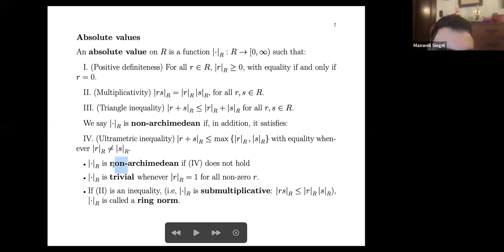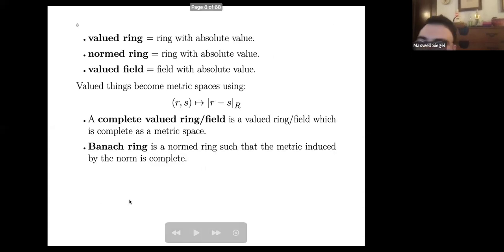This should be, it's wrong, it should be Archimedean, and the trivial absolute value is defined like so. And if this holds as an inequality, i.e., if our absolute value is submultiplicative, we call it a norm instead. A valued thing, usually a ring or a field, is a thing equipped with an absolute value. A normed thing is a thing equipped with a norm. Normed things and valued things are automatically metric spaces, with the metric being exactly what you would think it is. A complete valued or normed thing is a valued or normed thing that is complete as a metric space, and another term for a complete normed ring is a Banach ring.